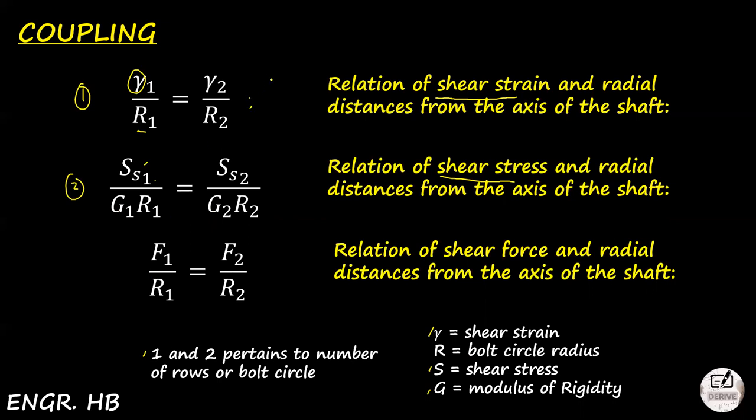To make it easier, just write 1 is equal to 2. For the second one, always remember S over GR. The third relationship is the relationship of shear force and the radial distances from the axis of the shaft. This is the force per load from earlier, or the overall force. So the relationship is: F over R of the first circle is equal to F over R of the second circle.